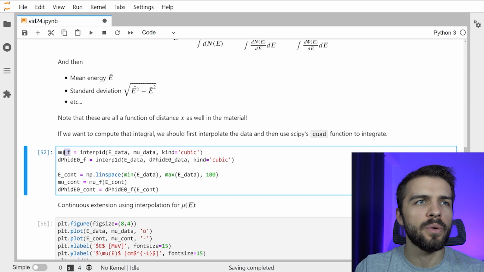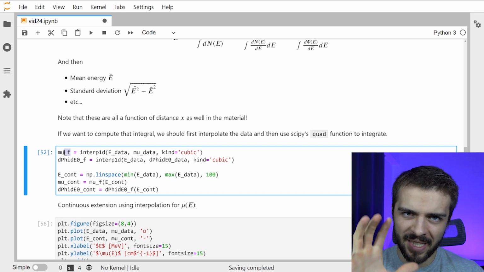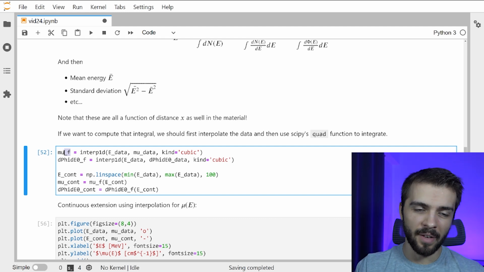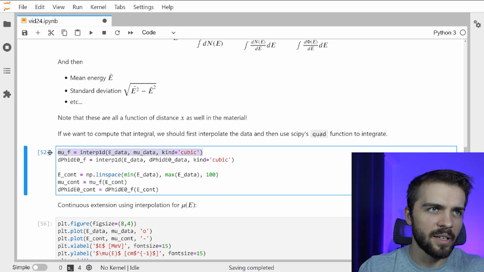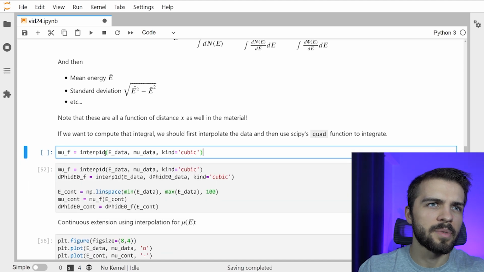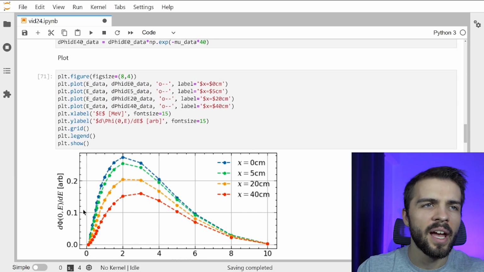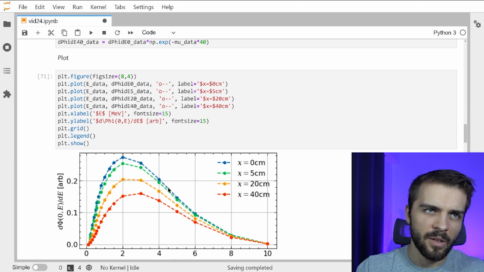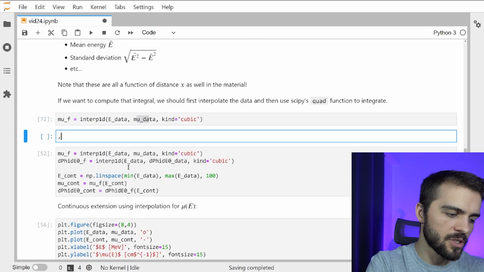And I'm creating something called mu underscore f. I do this in my other videos too. Underscore f means it's a function. You give this function a value and it returns a number. I've done this with SymPy and other videos, and I'm doing this here. So if I look at this alone, I'm saying I want you to interpolate E data and mu data. I want you to look at these data points here and create an interpolated curve, so that I can give any value of E that I want and you'll return a value. So that's this, and mu f is a function.